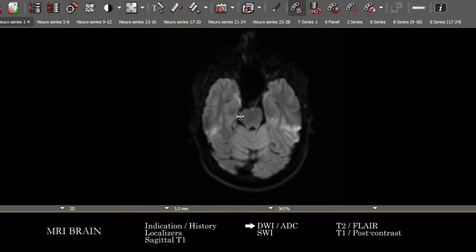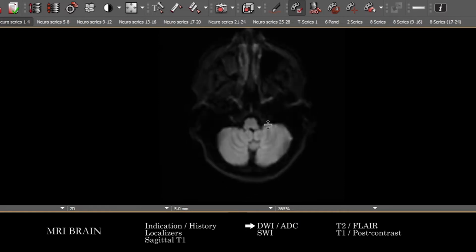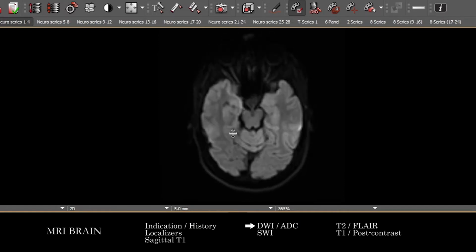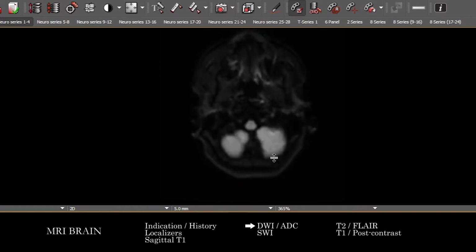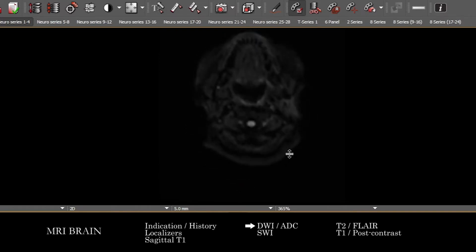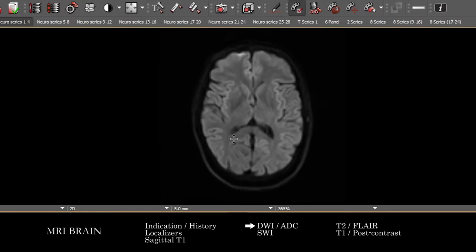the extraparenchymal CSF spaces, and then lobe by lobe through the brain slowly, frontal lobe, parietal, temporal, into the occipital, down to the posterior fossa. And it's important, especially in the setting of suspected subtle ischemia, to go slice by slice and be very careful to look for any sort of subtle abnormality.